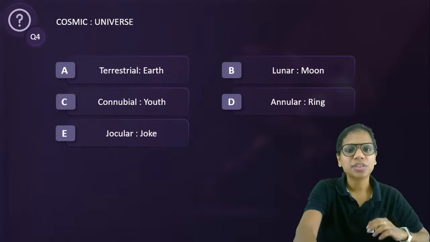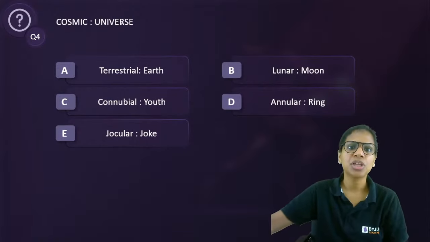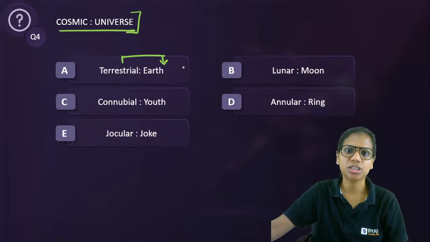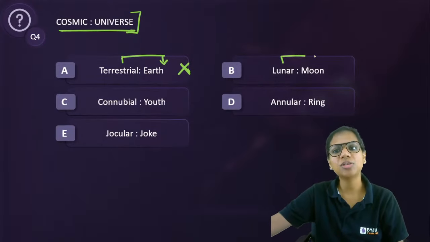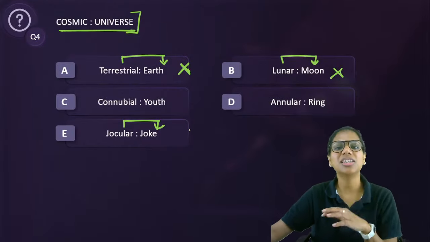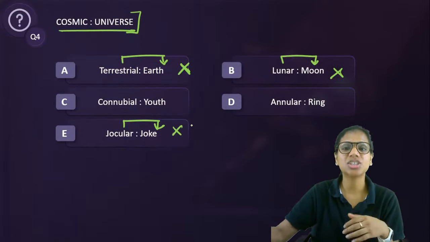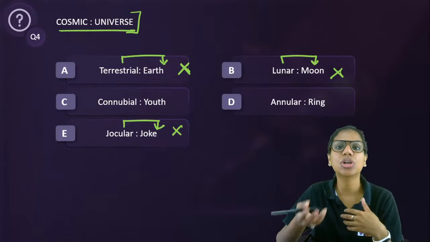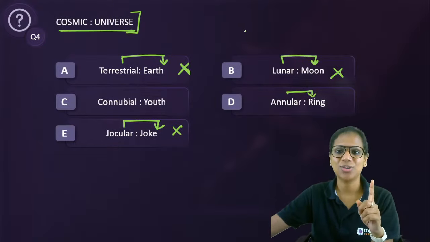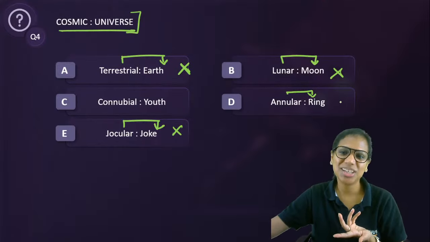Now see, cosmic means related to the universe. So this was not a very difficult vocabulary relationship here. Terrestrial means related to the earth. So this will not be our answer. Lunar means related to the moon. This will not be our answer. Jocular means something in the nature of a joke. If I say he had a jocular tone, meaning he had a joke-like tone. Annular actually means ring shaped, in the shape of a ring. So ring shaped will of course be related to a ring.